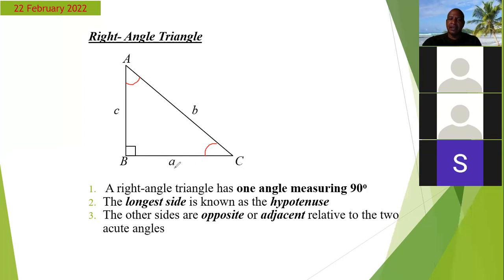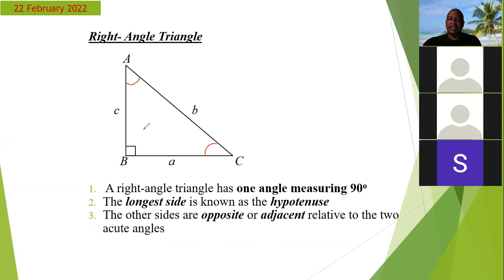So as I said, if the side is in front of the opening of an angle, then that side is opposite to that angle. So clearly the side BC, which we label lowercase a, is in front of the opening of angle A. So we say that this side is opposite to the angle A.